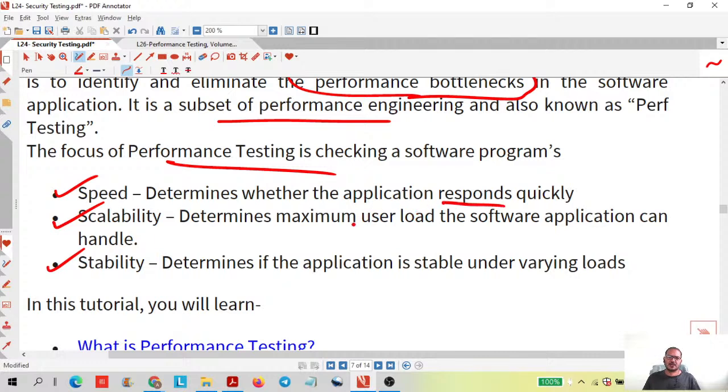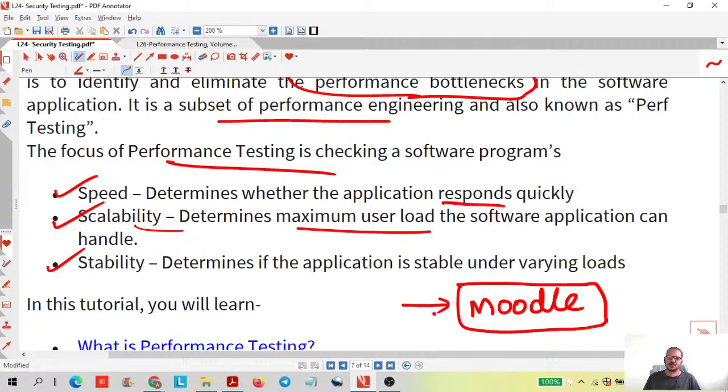Scalability refers to the maximum user load the software application can handle. How many users does it support at a time? Like in your Moodle, it works fine with around 500 students. Your college Moodle software supports around 1,000 students in the local campus, but in out of campus access.